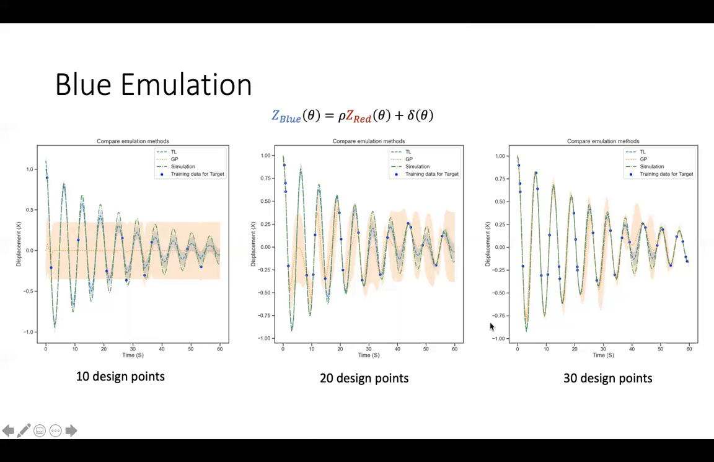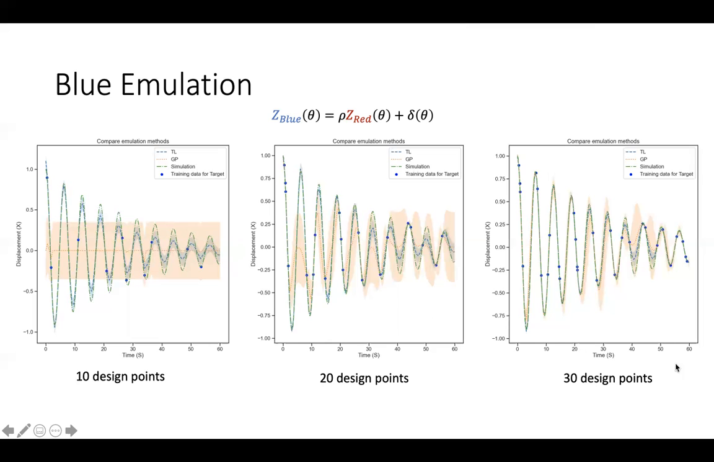And on these right hand side plots, we keep increasing the number of training data that we get from the target. So here we have 20 design points, the 20 blue dots, and here we have 30 blue dots. And as you can see, when we keep increasing the number of training data, both of the emulation methods get better. They start to follow the true simulation, which is the green line. And I think the Gaussian process actually improves very significantly, but the transfer learning methods are also improving.